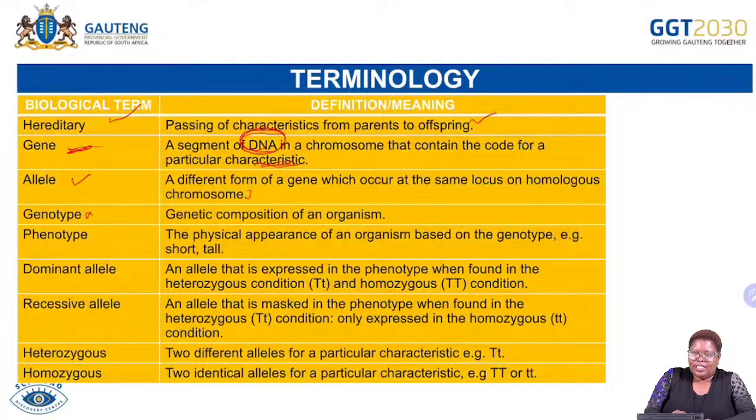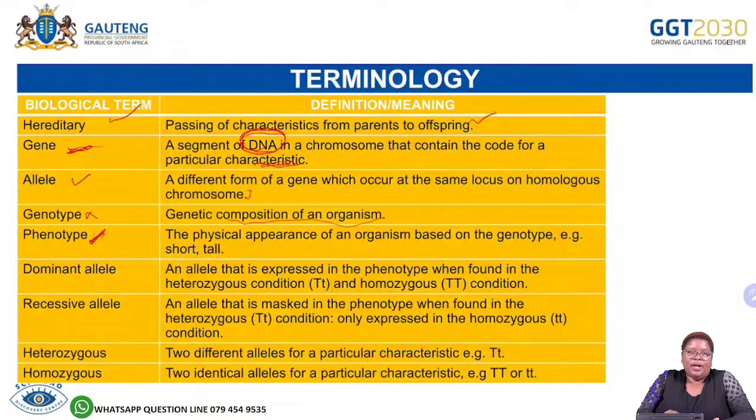Now the genotype. What is a genotype? It is the genetic composition of an organism. Remember with the genotype, you are not able to see that. But when you talk about the phenotype, it's the physical appearance that you can see. It is the physical appearance of an organism based on the genotype. For example, you can tell that your friend next door is short. Your teacher is tall. So the physical appearance you can see. That's what we're talking about when we refer to phenotype.